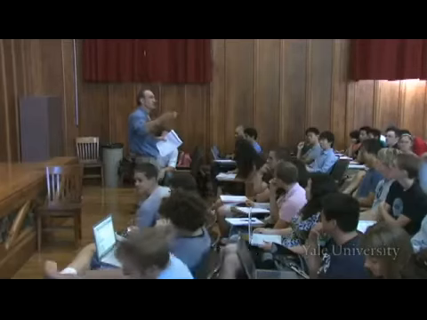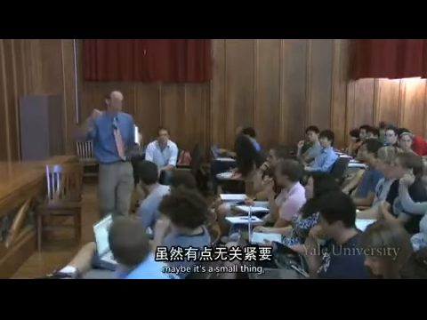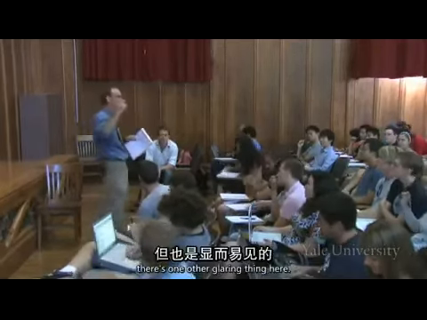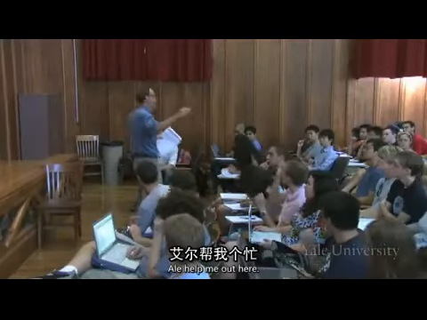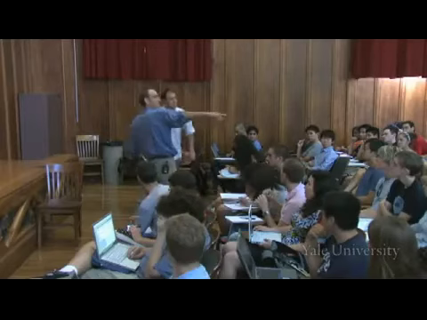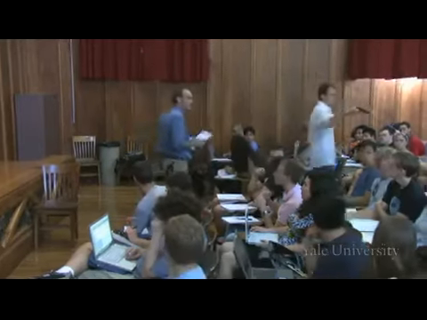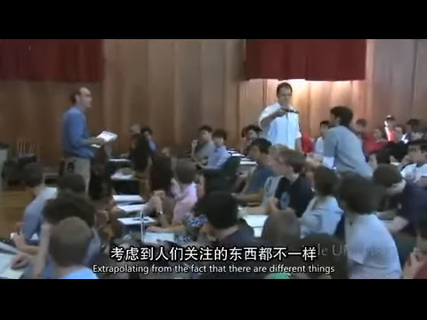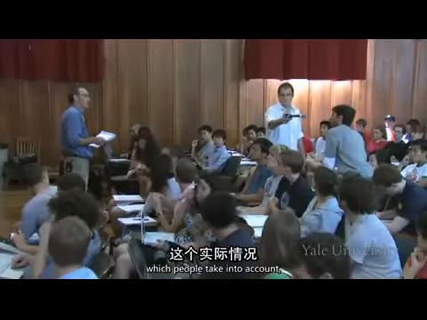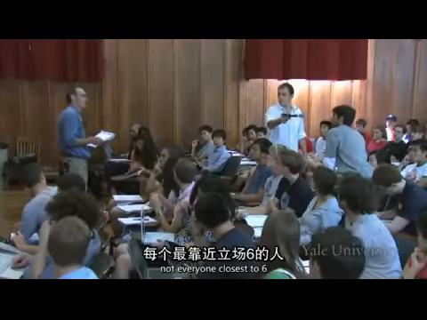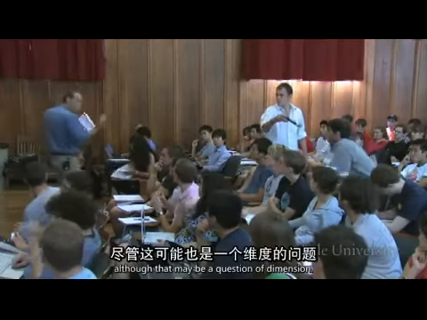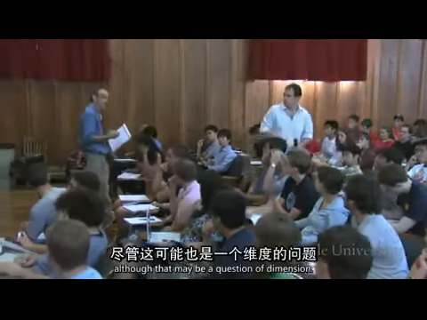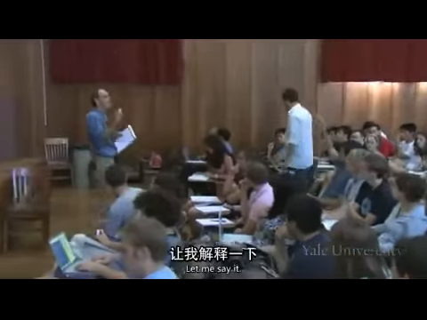Anyone else? There's one other thing I think was really glaring here. It's one I haven't had yet. Ali, help me out here. Extrapolating from the fact that there are different things which people take into account, not everyone closest to 6 might actually vote for 6. They might be curvature. That's true, although that may be a question of dimension. I had a different thing in mind. Let me say it, all right?